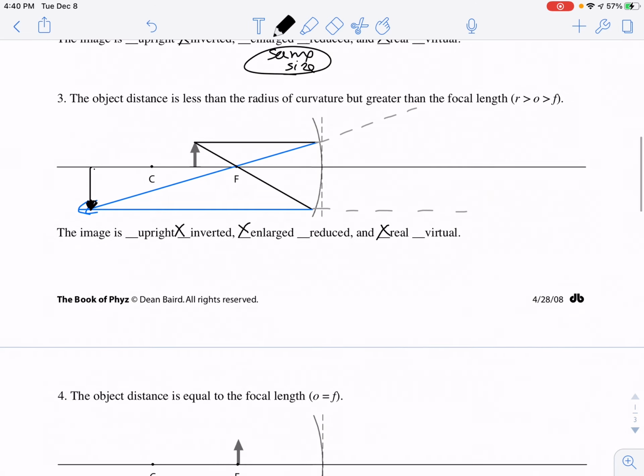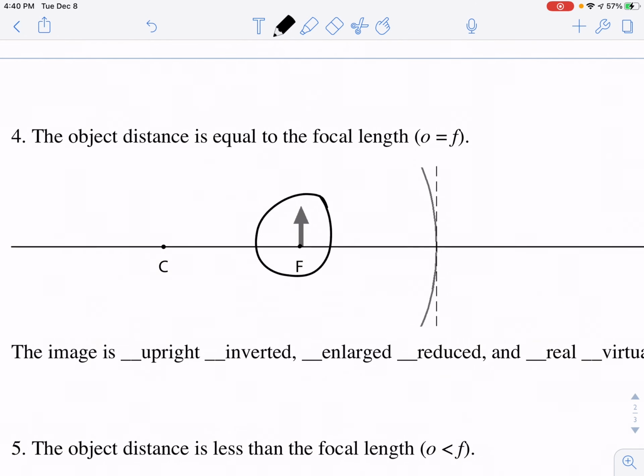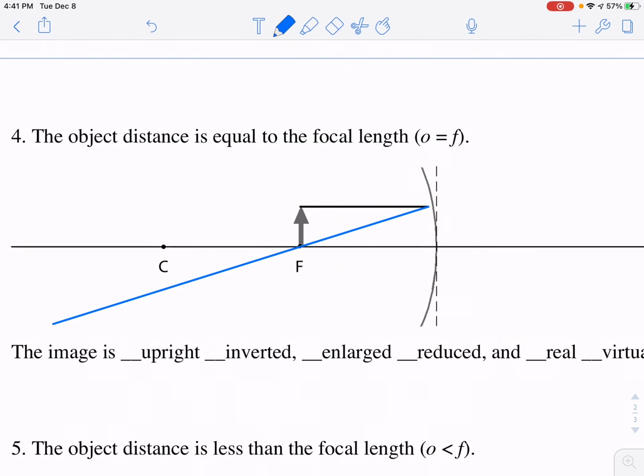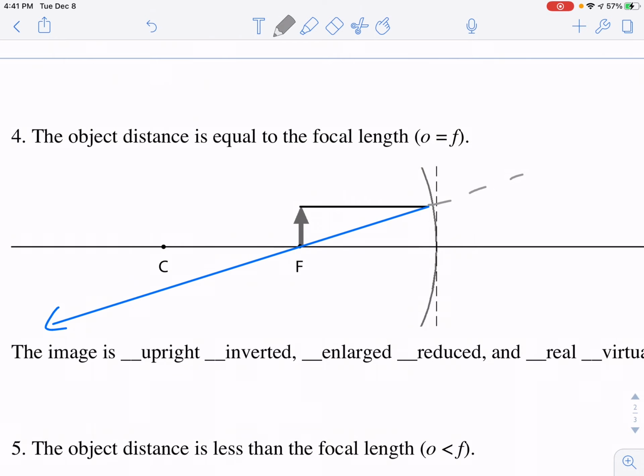Okay. Moving on to number 4, what happens when the object is placed at the focal point? All right, so first ray, parallel to the principal axis, through the focal point. Second ray is not going to work because you're at the focal point. If I put a line straight down, it's not going to hit the mirror. So I'm going to go right to the third ray.